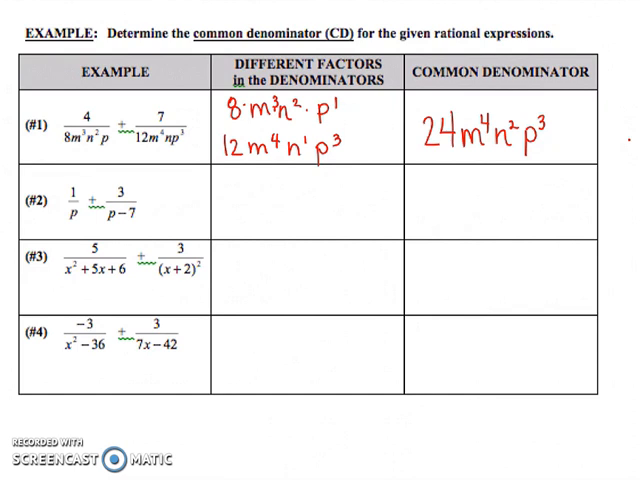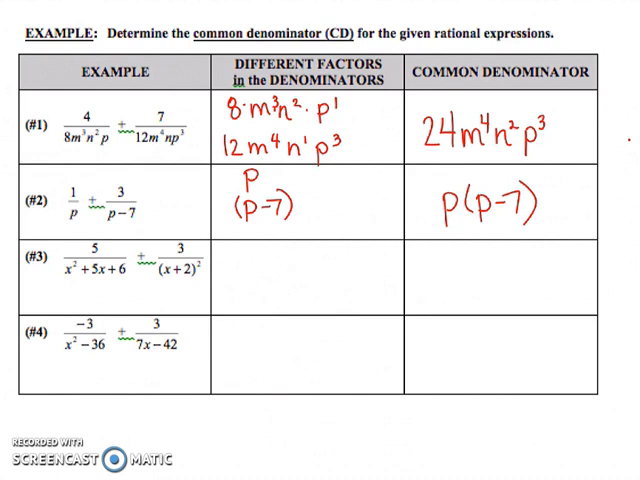All right, let's look at number 2. My first denominator is p, and my second denominator is the family p minus 7. So this is one of those situations where there's just no option. We have to have a monomial p in our common denominator, and we have to have the family p minus 7. So our common denominator has to be p times p minus 7.